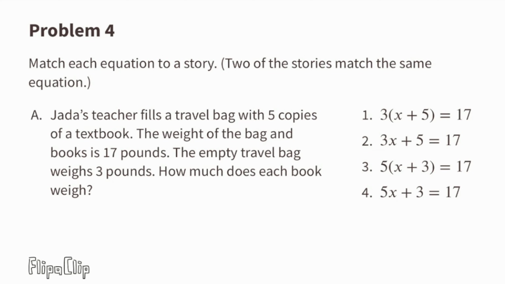A. Jada's teacher fills a travel bag with 5 copies of a textbook. The weight of the bag and the books is 17 pounds. The empty travel bag weighs 3 pounds. How much does each book weigh? Think of this as 5 books times an unknown weight plus 3 pounds equals 17 pounds. Story A matches equation 4.